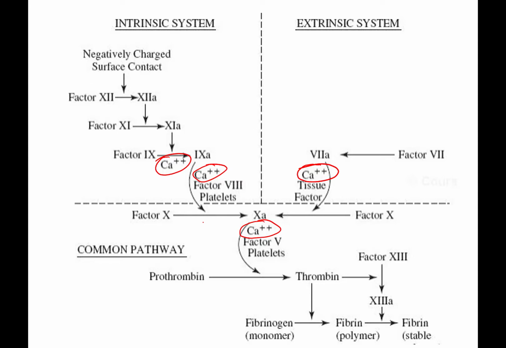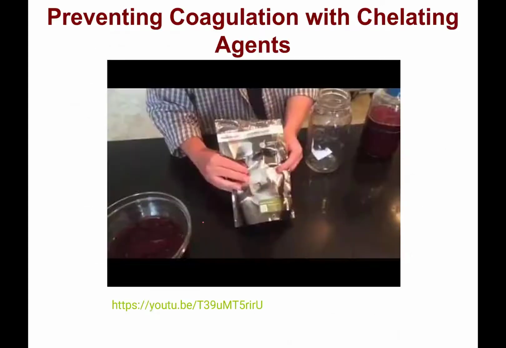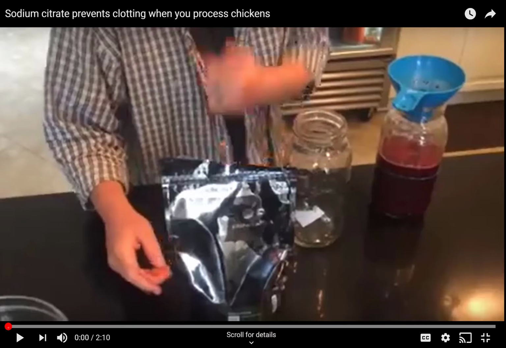So calcium is a very critical cofactor in coagulation, which leads us to our first method, which is going to be prevention of coagulation with chelating agents. Now, to illustrate this, I'm going to show you a brief YouTube video that's about 2 minutes long. In this video, he's talking about processing blood collected from chickens that you can use in a garden. But the method of preventing coagulation is very pertinent. So I'm just going to let him talk for almost the full 2 minutes, and then we'll come back to it.